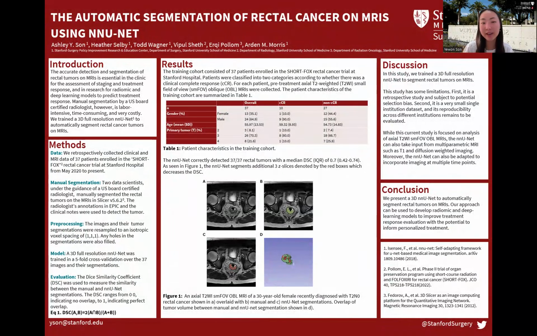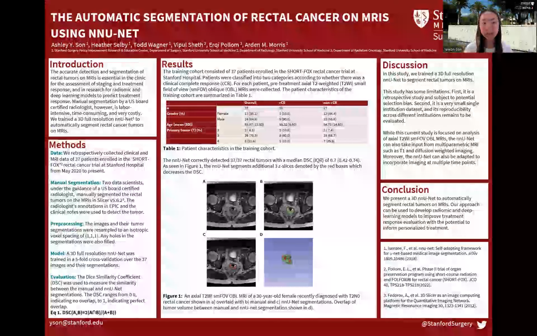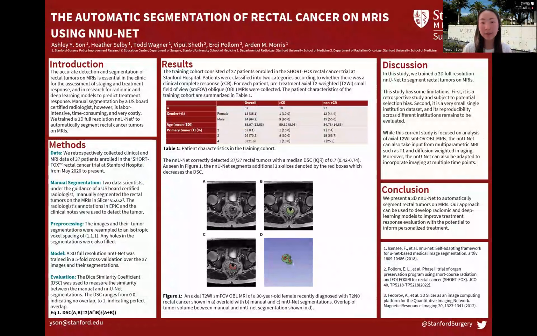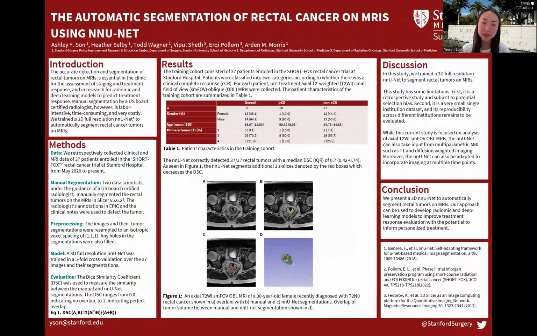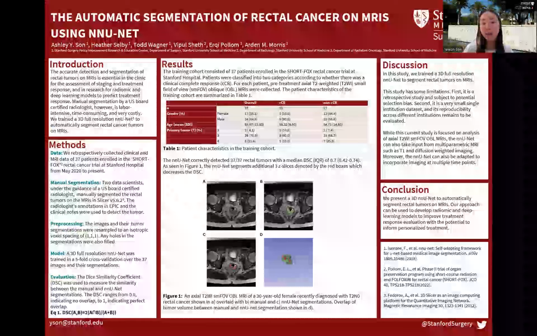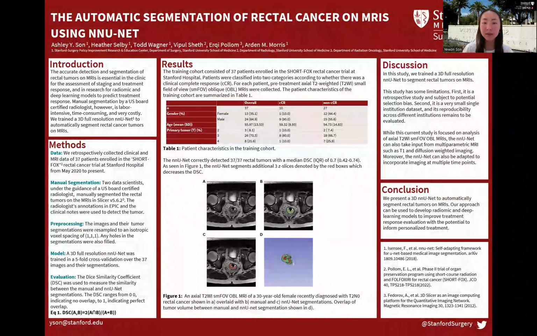I am a research data analyst at Aspire, and I will be presenting our project on the automatic segmentation of rectal tumors on MRIs. The accurate detection and segmentation of rectal tumors on MRIs is essential in clinic for staging, treatment planning, and assessing treatment response. It is also important in research for radiomic and deep learning models. Manual segmentation, however, is very labor-intensive, time-consuming, costly, and requires the expertise of a radiologist.